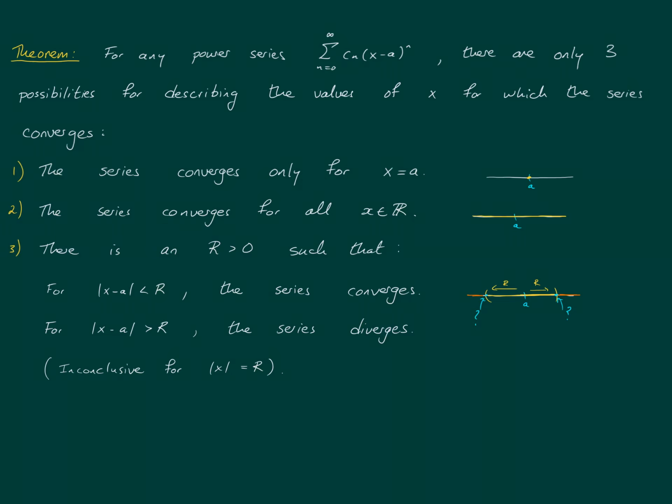So this summarizes the three possibilities for describing the values of x for which the series converges. So your power series either converges just at a, converges on every point on the real line, or it converges on some interval. Intervals centered at a, with potentially the endpoints or not. So it could be open interval, it could be half open interval, or it could be closed interval. But it's always centered at a. So this theorem leads us to the following definitions.